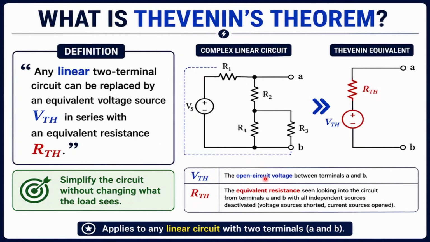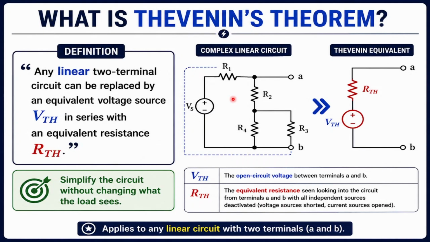Vth is the open circuit voltage seen between terminals A and B, while Rth is the equivalent resistance seen looking into the circuit from terminals A and B, with all independent sources deactivated.